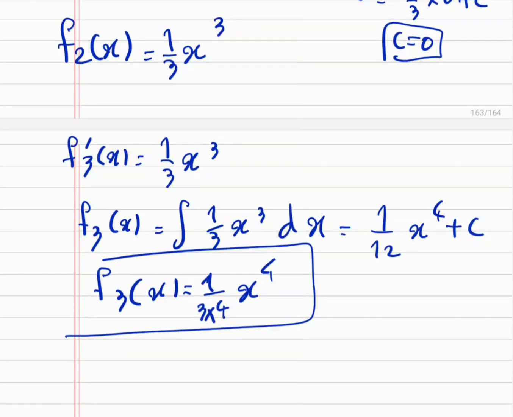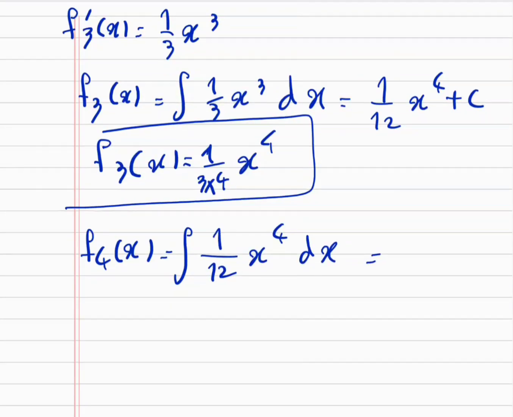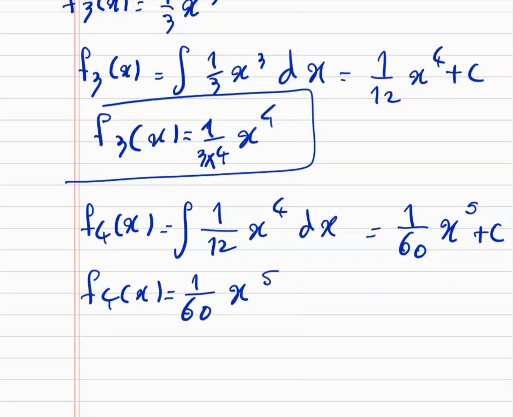Now let's find f4(x), so we can find the pattern. If we want to find f4(x), we just need to integrate f3(x). So it is the integral of 1 over 12 x to the power of 4 dx, and that is equal to 1 over 60 x to the power of 5 plus c, but again c is just 0. So f4(x) is equal to 1 over 60 x to the power of 5.